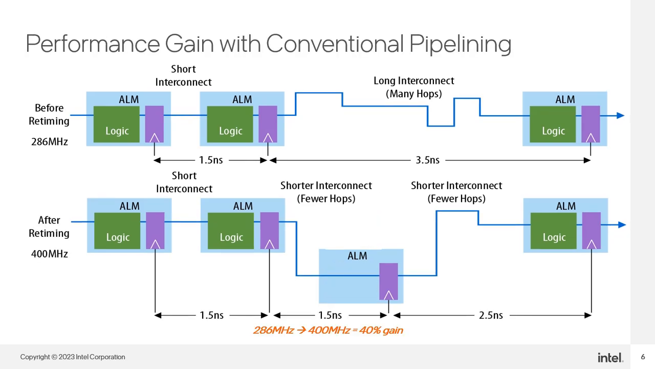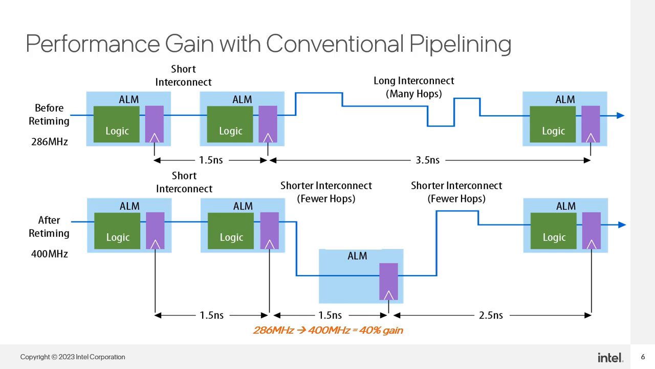So with the original circuit, we had a long delay of 3.5 nanoseconds for a clock speed of 286 megahertz. By adding the extra register, the 3.5 nanosecond delay has been split into 1.5 and 2.5 nanoseconds. So with the longest register-to-register delay being 2.5 nanoseconds, we can now run the clock at 400 megahertz for a significant 40% gain. But why only 400 megahertz?